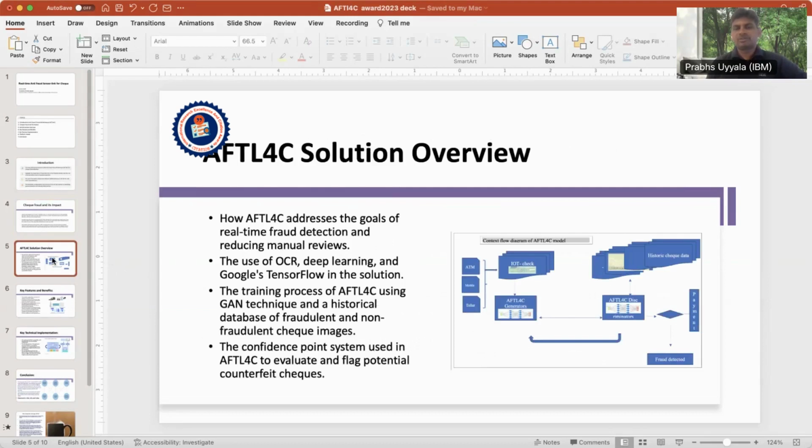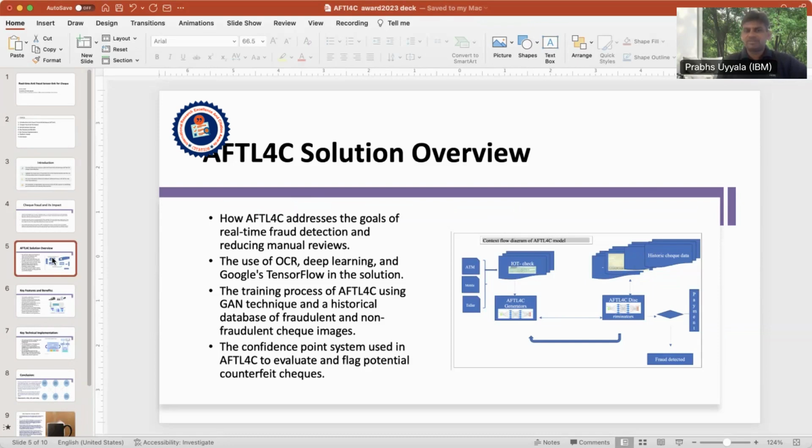The solution uses OCR, deep learning, and Google TensorFlow, right? We built a special IoT device, which is patented, that uses OCR and captures all the details we require to feed into the TensorFlow model. We named this product AFTL4C. If you're interested, you can learn the details at anti-fraudtensorlink4cheque.com, where you can find all the details.